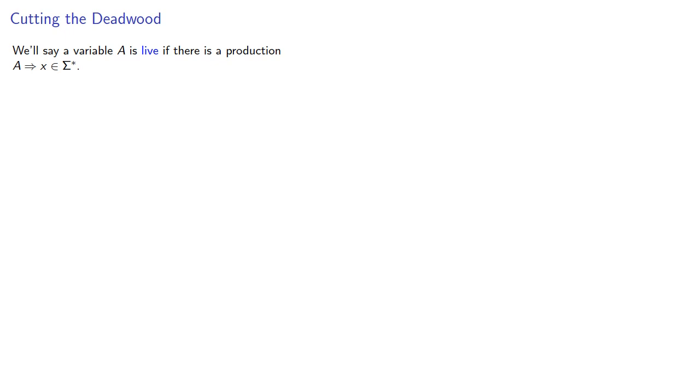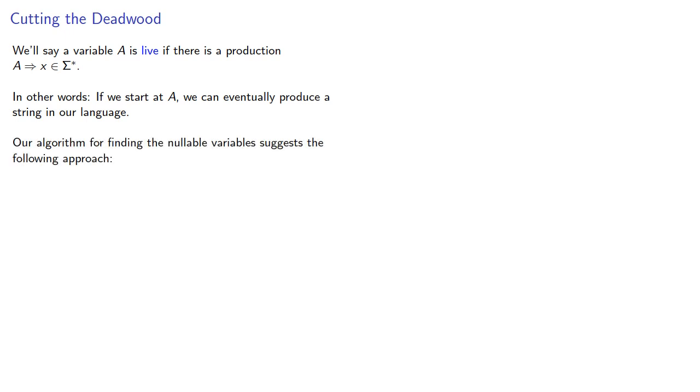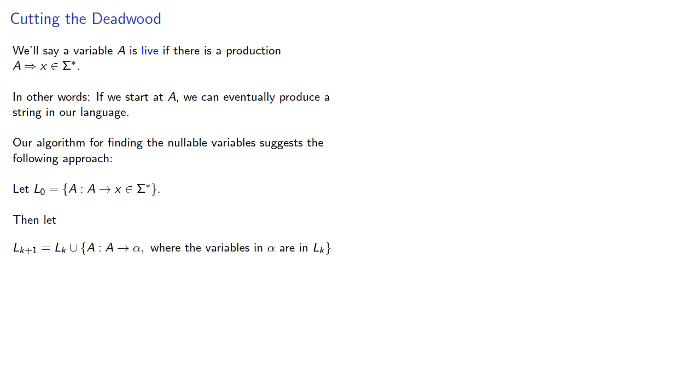We'll say a variable A is live if there's a production A produces x, a string of terminals. In other words, if we start at A, we can eventually produce a string in our language. Our algorithm for finding the nullable variables suggests the following approach. Let L0 be the set of variables that produce x, a string in the language, and then let L(k+1) be all of those together with something where all the variables are in Lk, and lather, rinse, repeat until we get the same set.